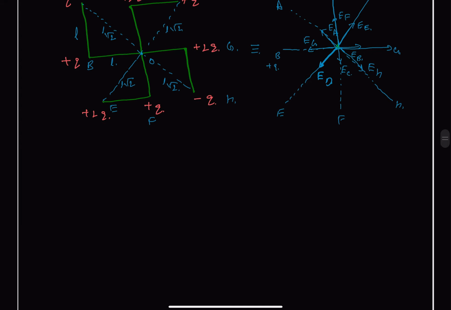So electric field, so this is point O, and we are having this will be over EA, and EG, and this will be over ED, EE, EF, EB, EC, and this is our EH.